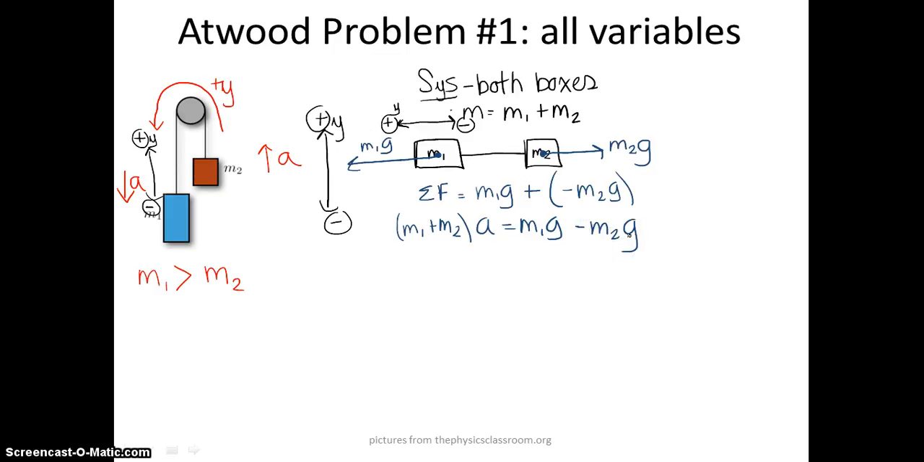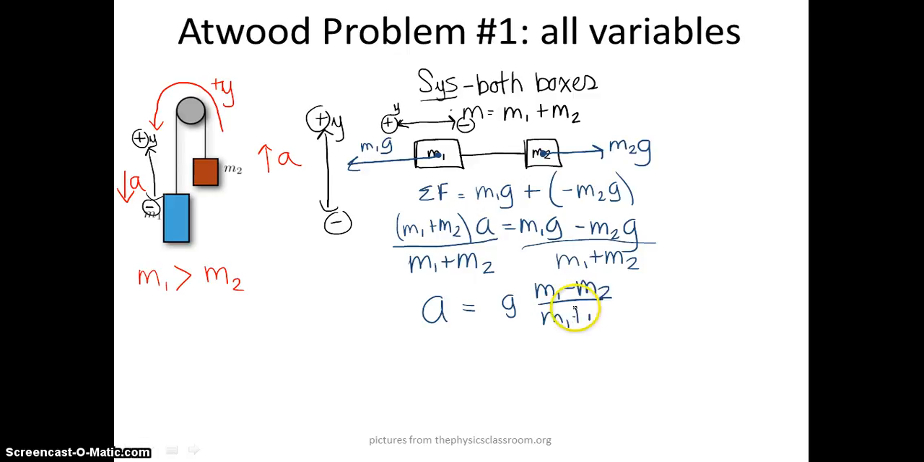My goal here is to find an expression for the acceleration. To get acceleration by itself, I'd like to divide both sides by this M1 plus M2. And I get A is equal to, I can factor out this G on the top, G times M1 minus M2 all over M1 plus M2. So I was able to use the system of both blocks to find the acceleration. And I don't know if I would have been able to do that with just one single block.